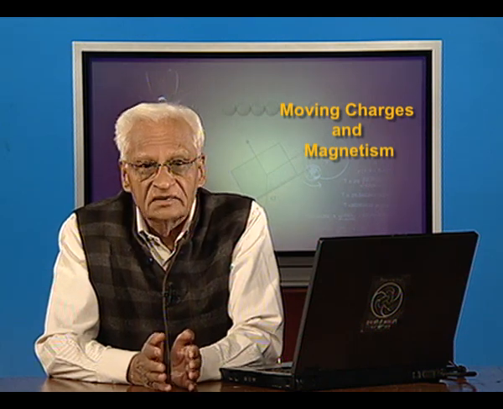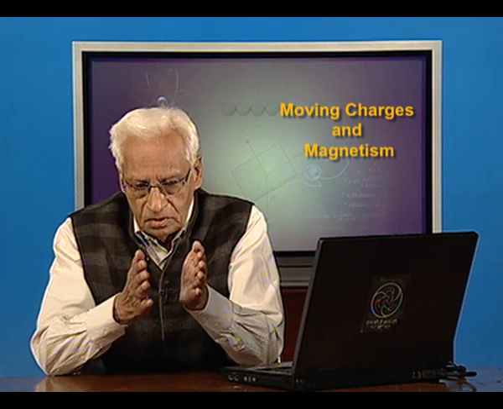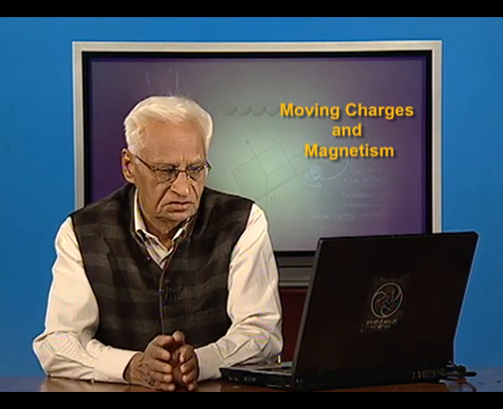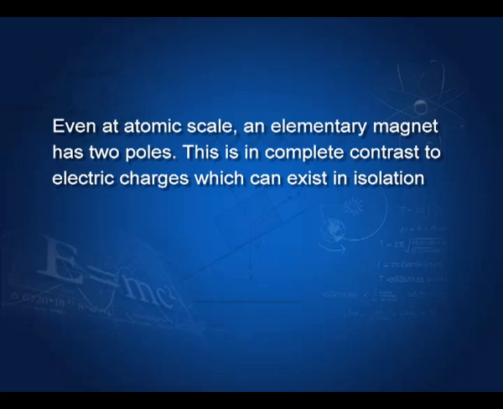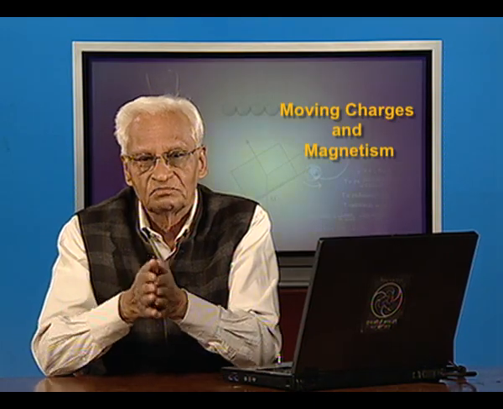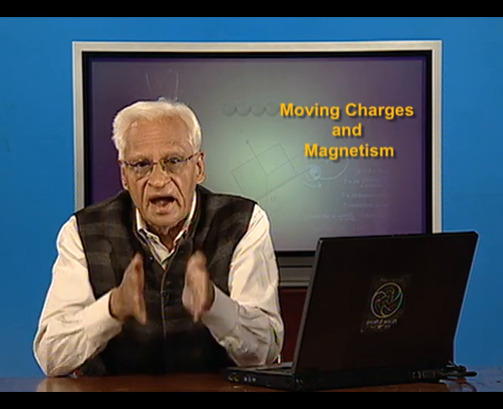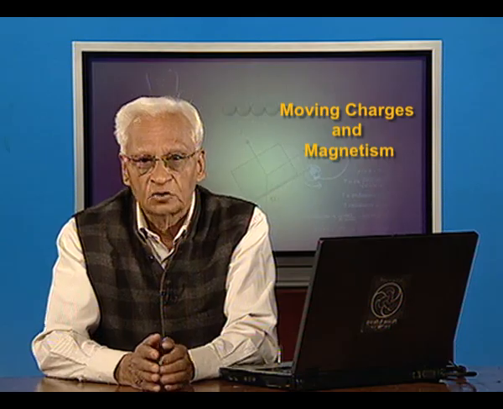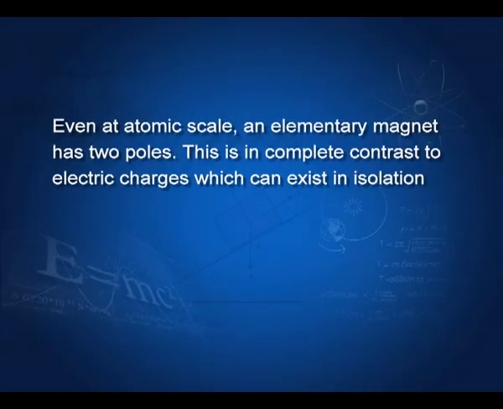If we cut a magnet, the two portions of that cut magnet also have two poles each. Even at atomic scale, an elementary magnet has two poles. This is in complete contrast to electric charges, which can exist in isolation. I mean, you can have a positive charge, you can have a negative charge, but here each magnet must have both the poles. You can't have an isolated pole or a monopole.